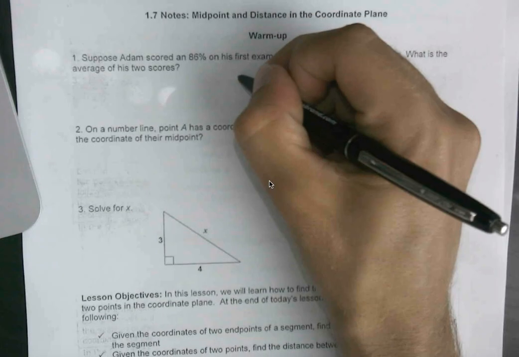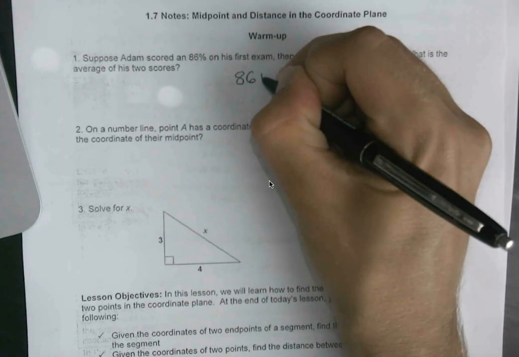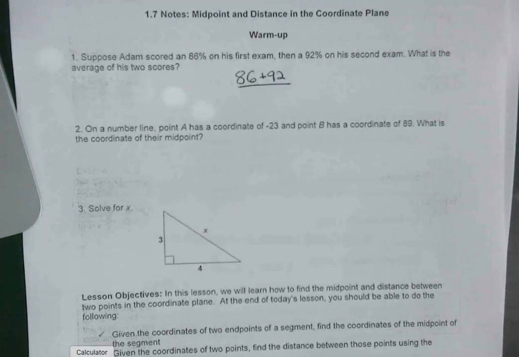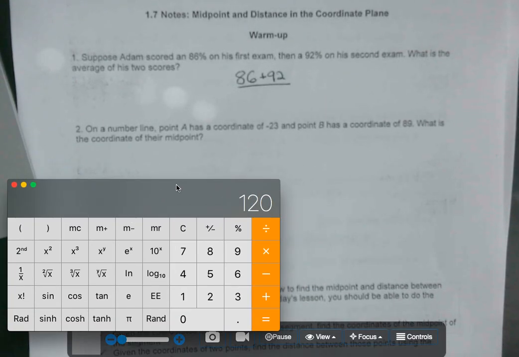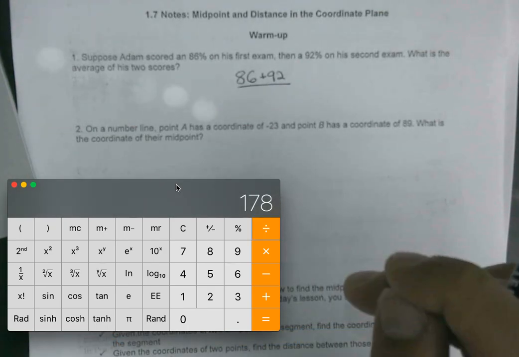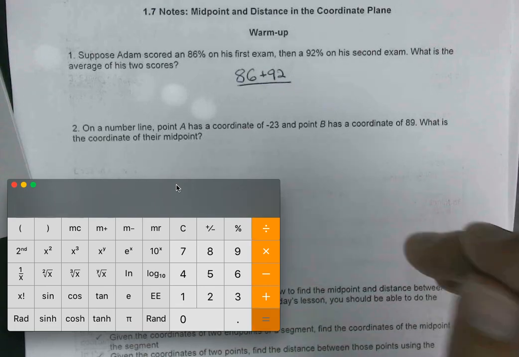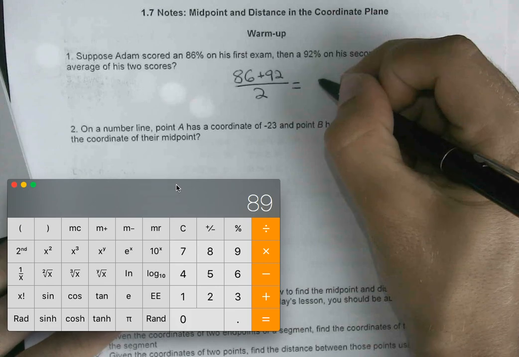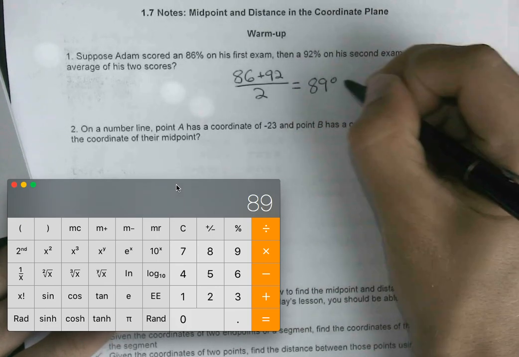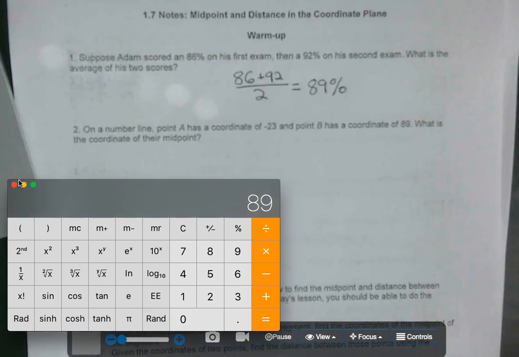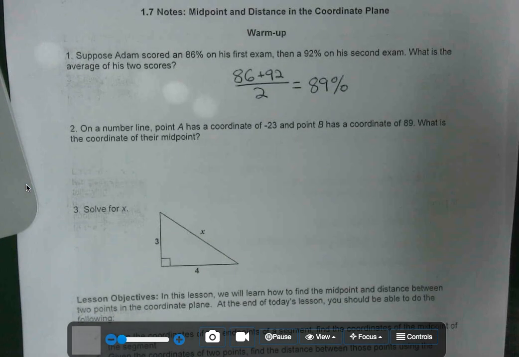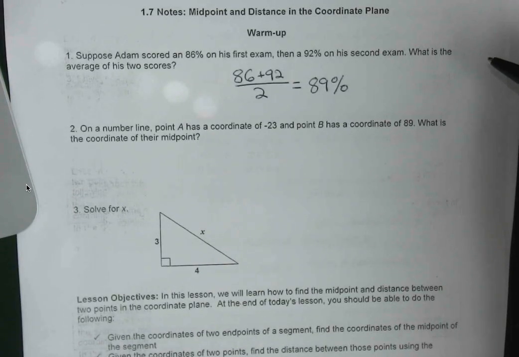So I know that you would take the 86, add on the 92, and then divide by how much? You get the 86, you add on 92, then what do you divide by? 2. Yeah, you would divide by 2. That would then give you an average of 89%, which is pretty good. You might be wondering why we're looking at an average problem, but this will eventually boil into the formulas we use in this section. So we'll continue with the next warm-up.